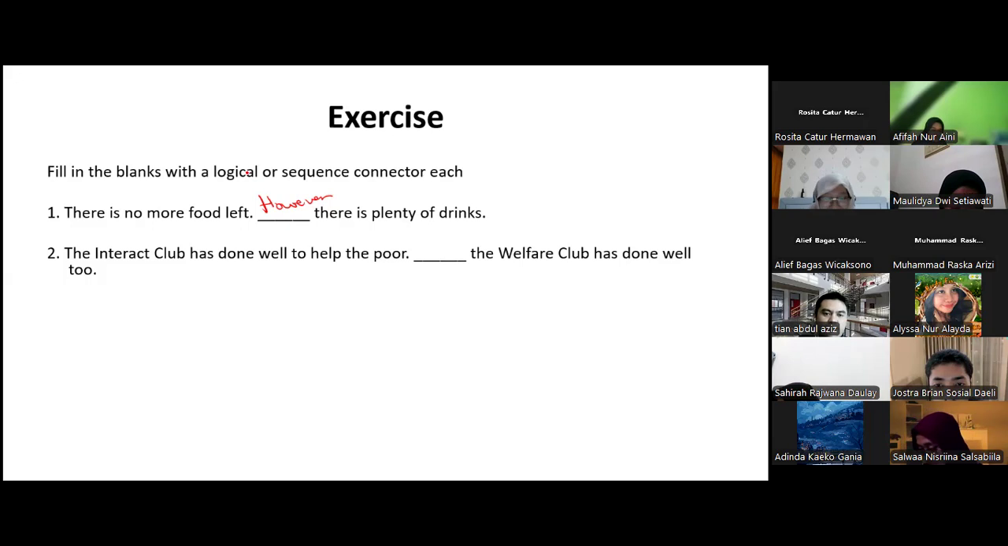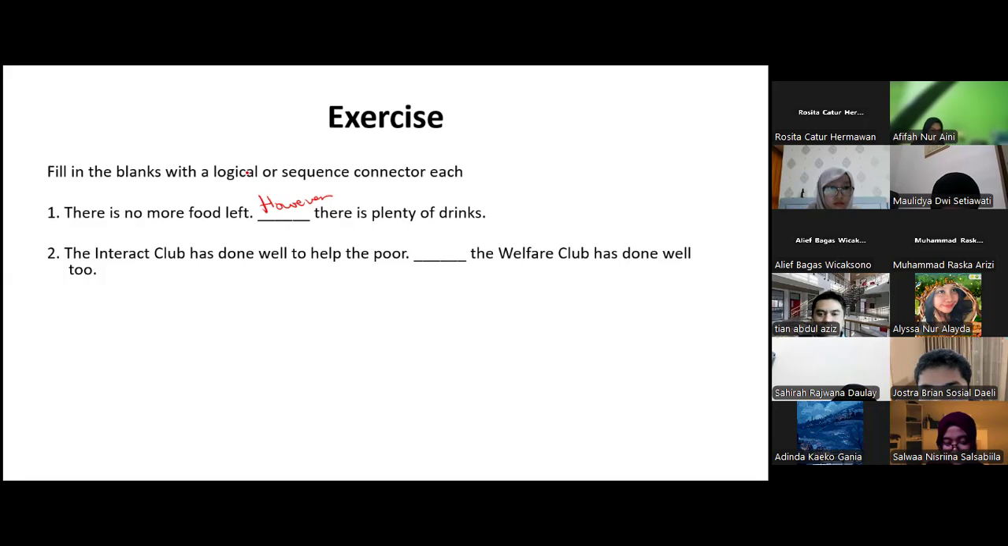The first situation is one club. The name of the club is the Interact Club. It has done well to help the poor. And then the second situation, another club. The name of the club is the Welfare Club. It has done well too.